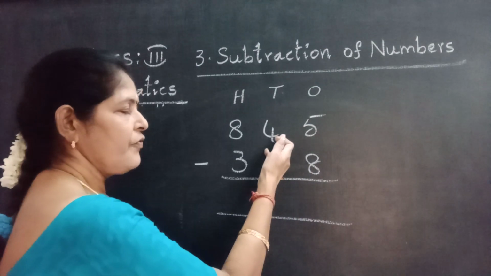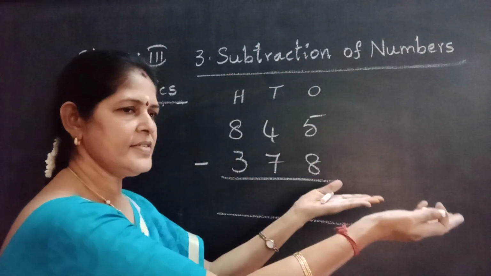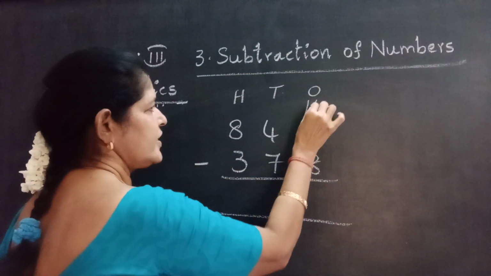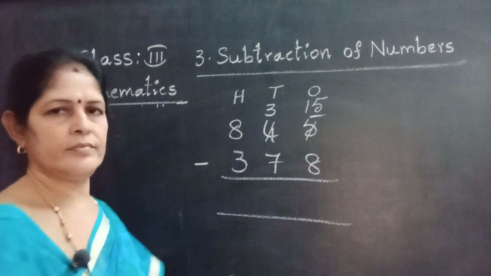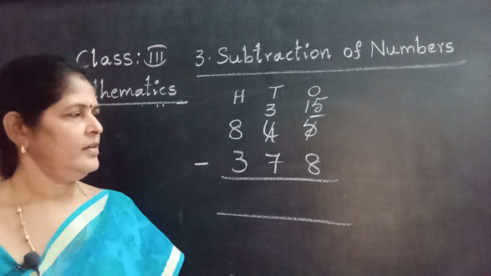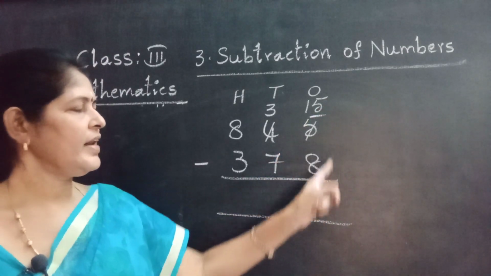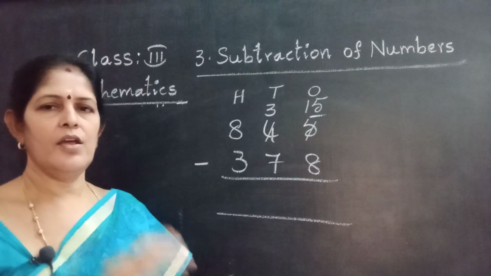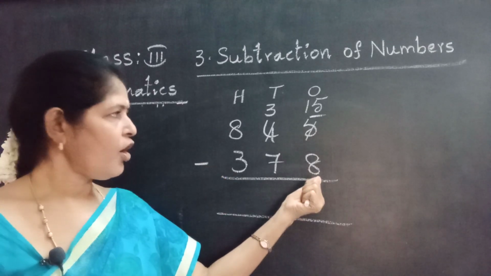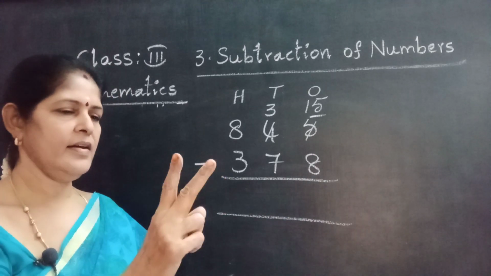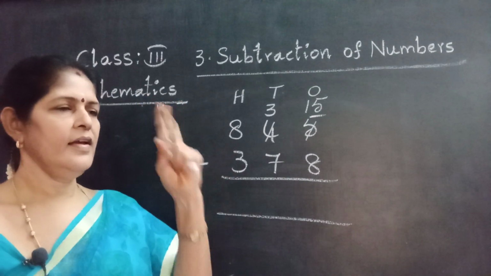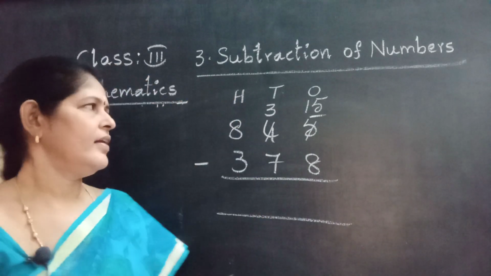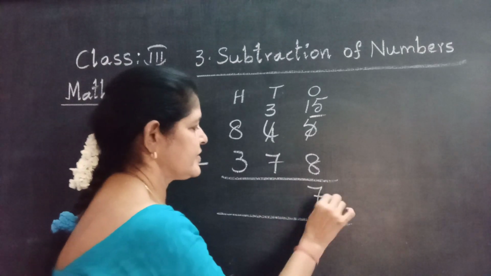One number moves from tens to ones. Then 5 changes into 15. 4 changes into 3. Understood? Now 15 minus 8 is possible. Close fingers. 8 after 9, 10, 11, 12, 13, 14, 15. 7. 15 minus 8, 7.